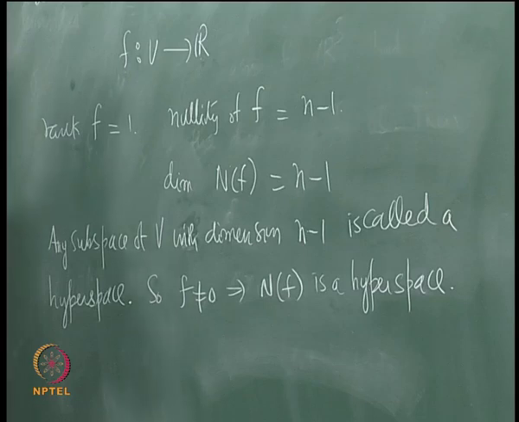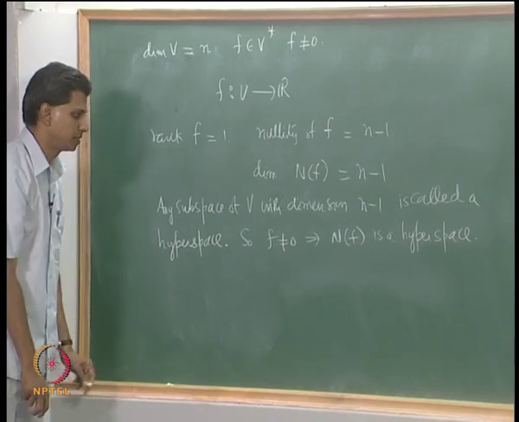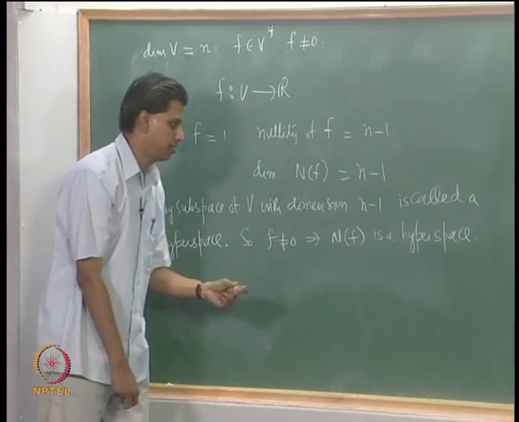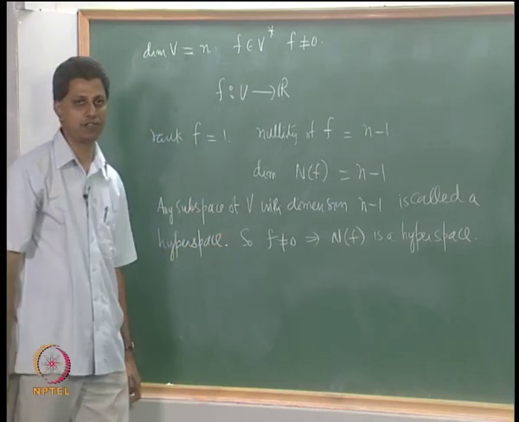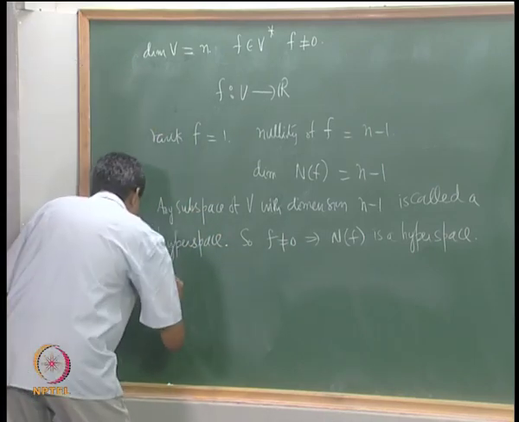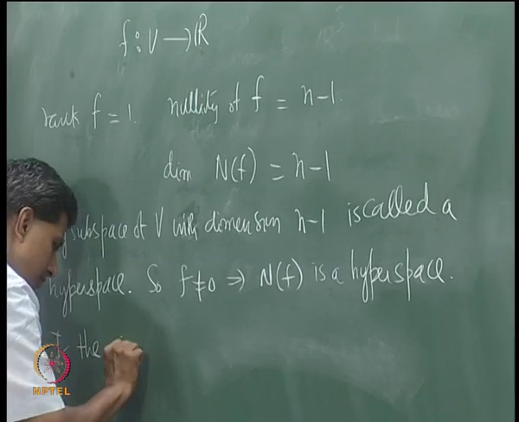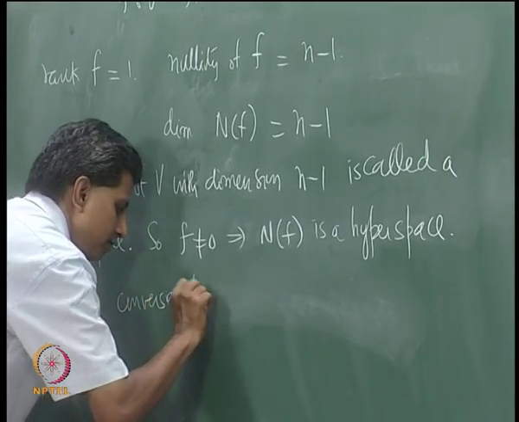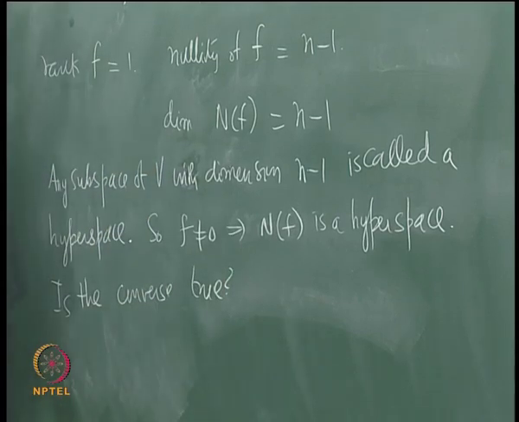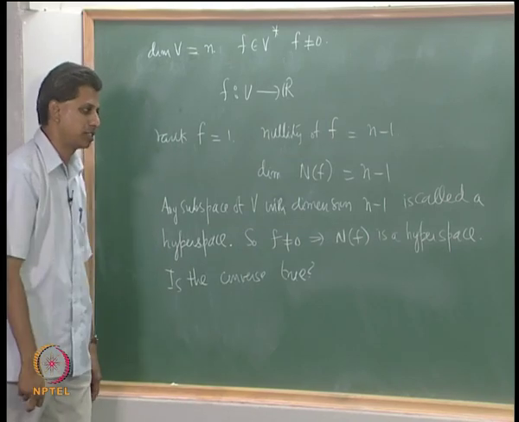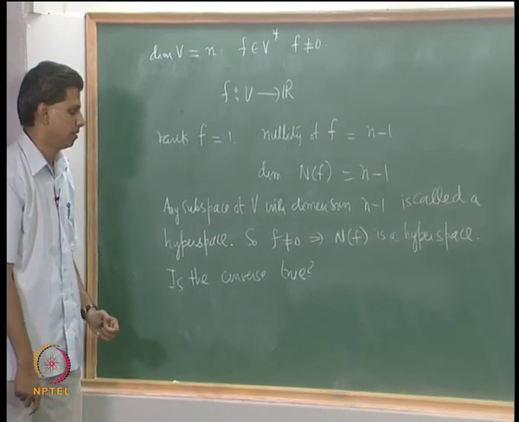What is the converse? I have a subspace of dimension n minus 1. Is there a functional corresponding to this subspace? That is, is there a functional f such that this subspace is the null space of that functional? Is the converse true? Given a subspace of dimension n minus 1, is there a functional f such that null space of f is equal to this subspace? We will see that a little more general question can be answered affirmatively.